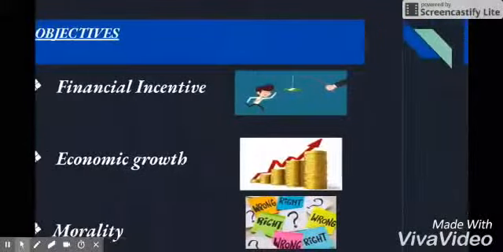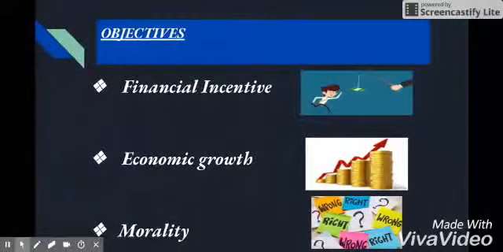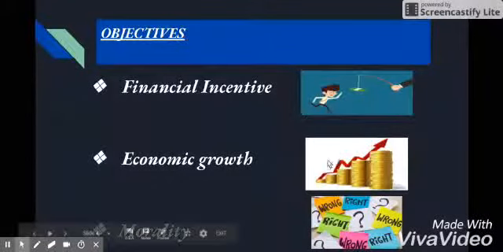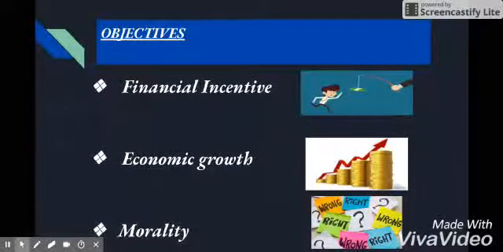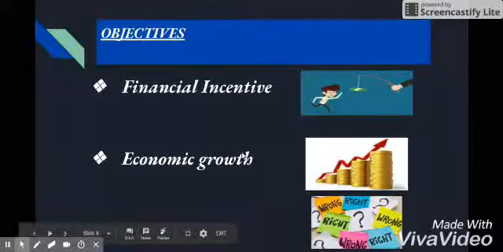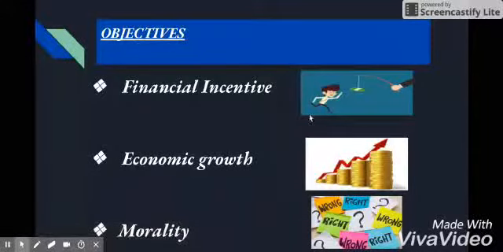Now, moving on to the objectives of the intellectual property law, the main purpose of the intellectual property rights is to encourage the creation of a wide variety of intellectual goods for consumers. To achieve this, the law gives people and businesses property rights to the information and intellectual goods they create, usually for a limited period of time. Here we have three objectives: financial incentive, economic growth, morality.